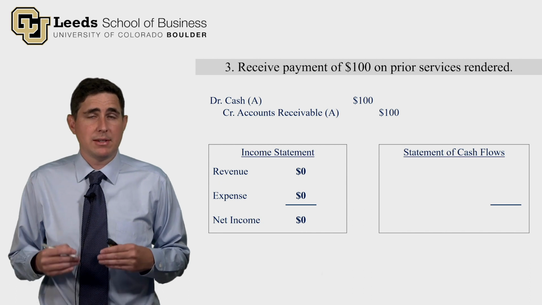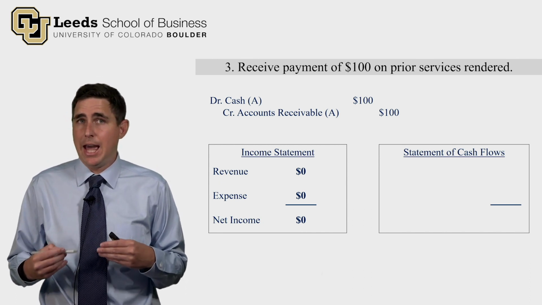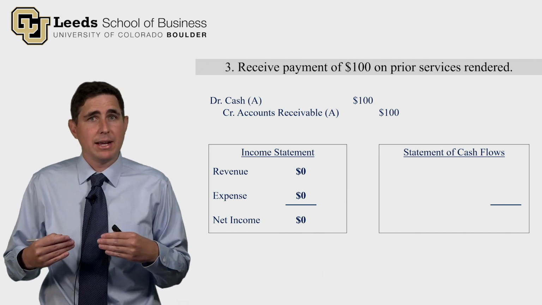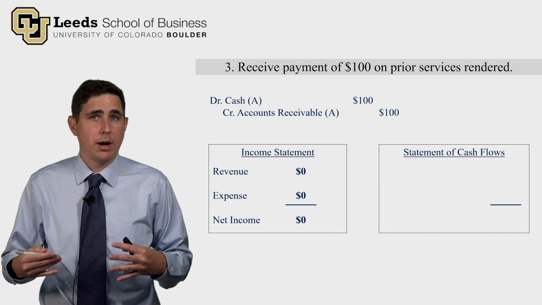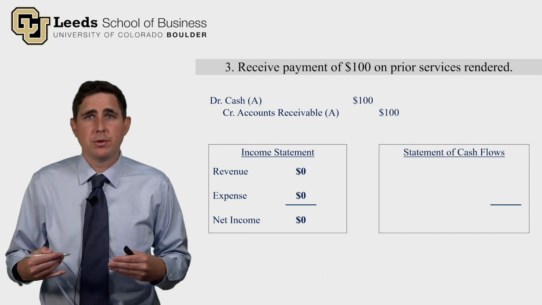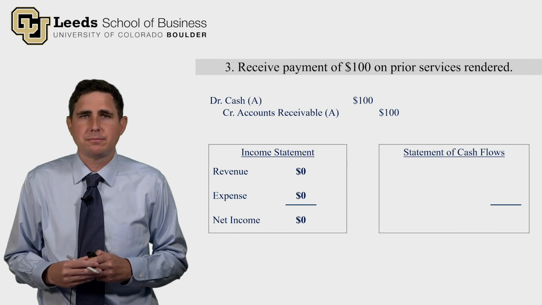But now let's talk about the statement of cash flows, because your intuition should be telling you that this is a cash inflow. And then you might ask yourself, is it an operating activity? And you should answer yes. When we receive cash from our customers, that's an operating activity. We should have a cash inflow of 100 on our statement of cash flows. So let's see how we get there.